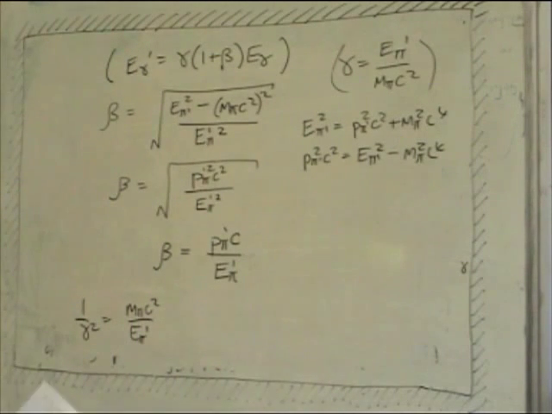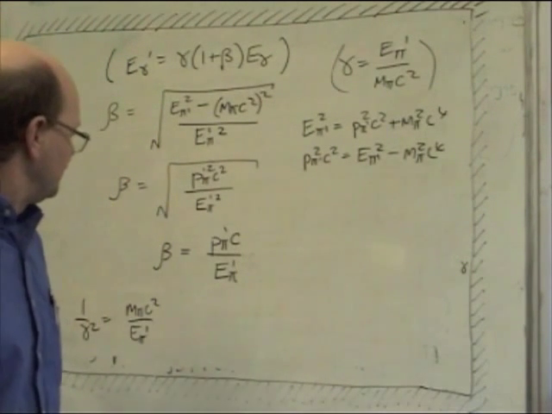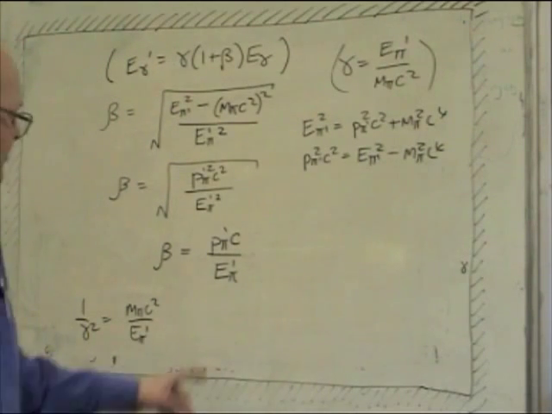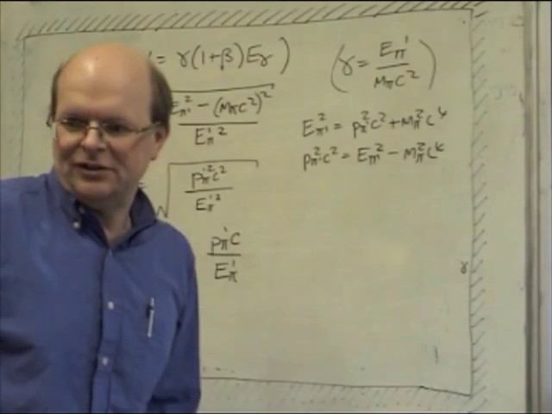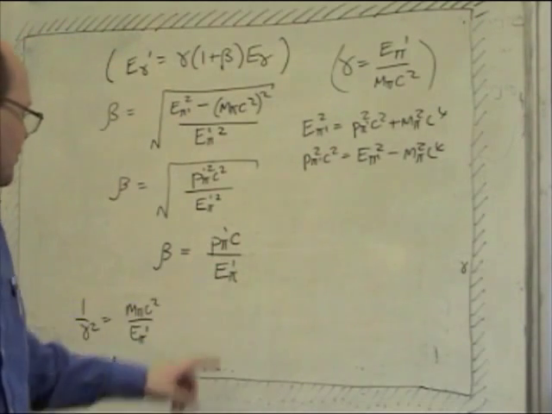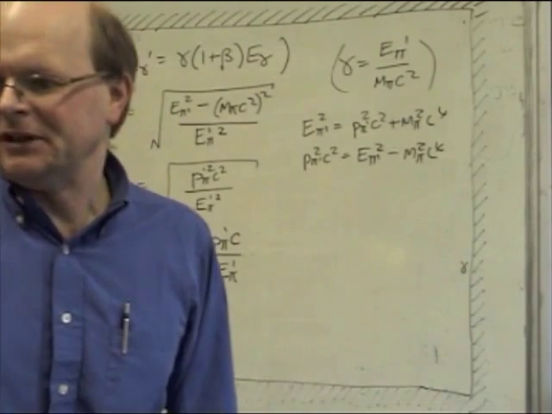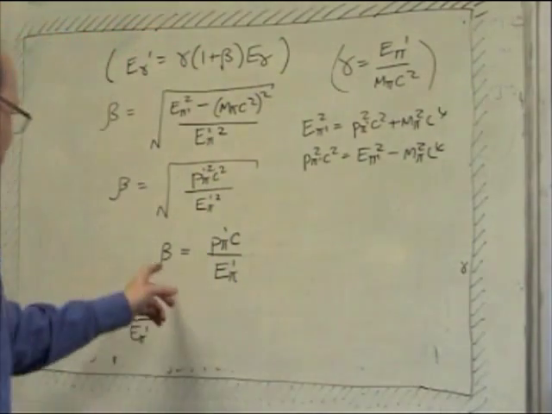And notice this makes sense because for a massless particle, like a photon, the momentum times c is the energy, in which case the numerator and the denominator are the same and beta's 1. In other words, it's moving at the speed of light. So if you have a massless particle, beta tends to 1.